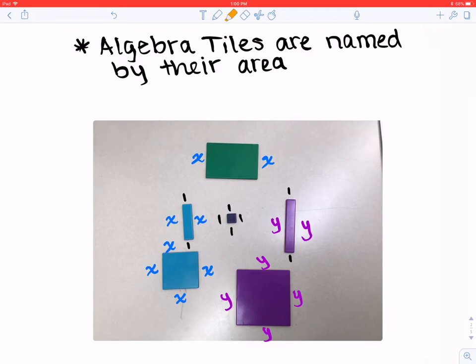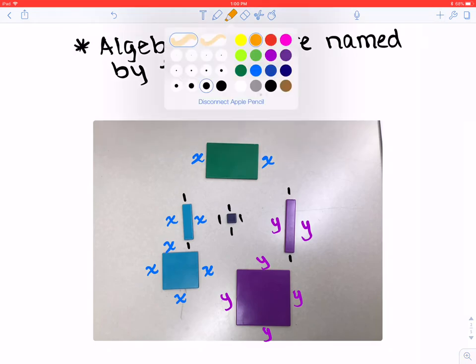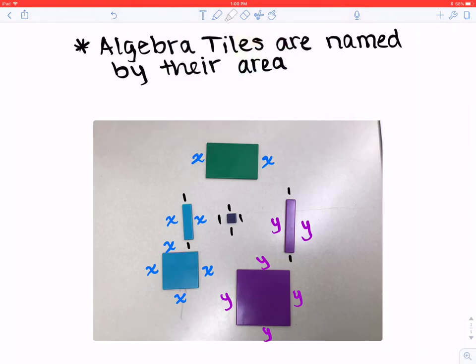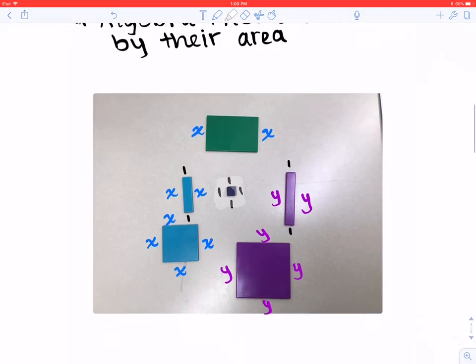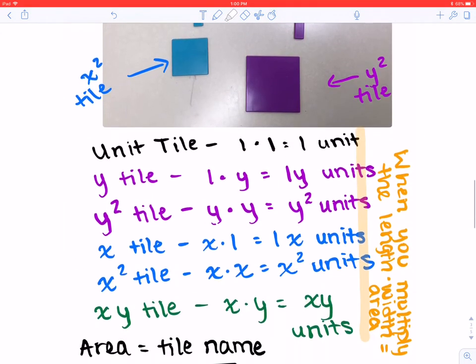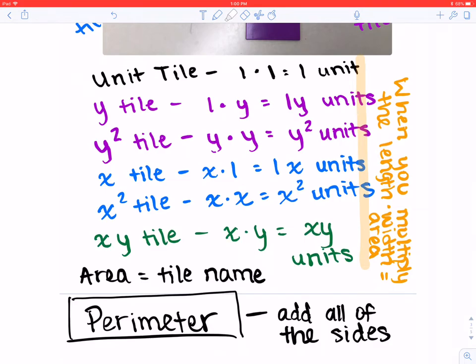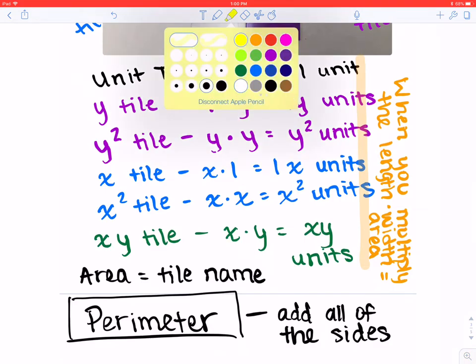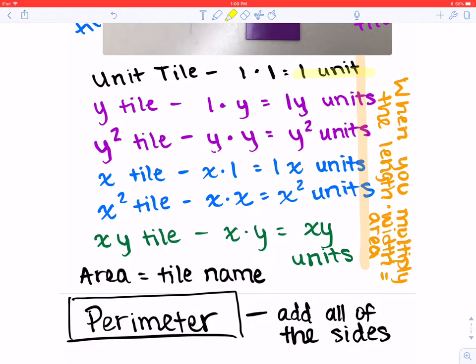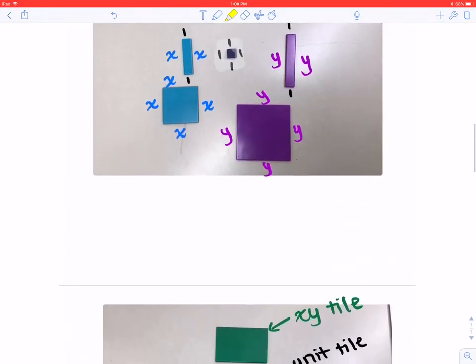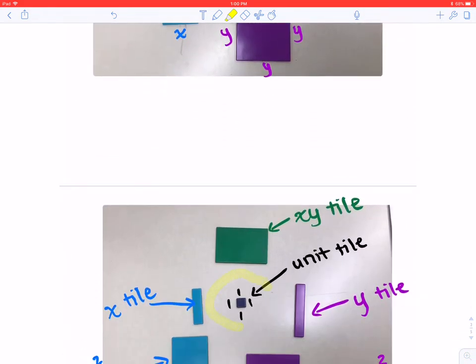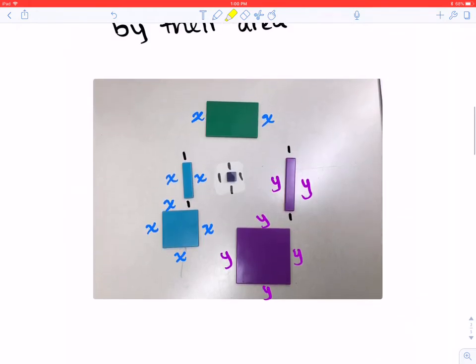So looking at this, we have our cute little tile down here in the middle. This tile has a distance of 1 by 1. Now if we're finding the area, we would multiply 1 by 1, which gives us 1 unit. So this tile we call the unit tile. It's 1 unit.